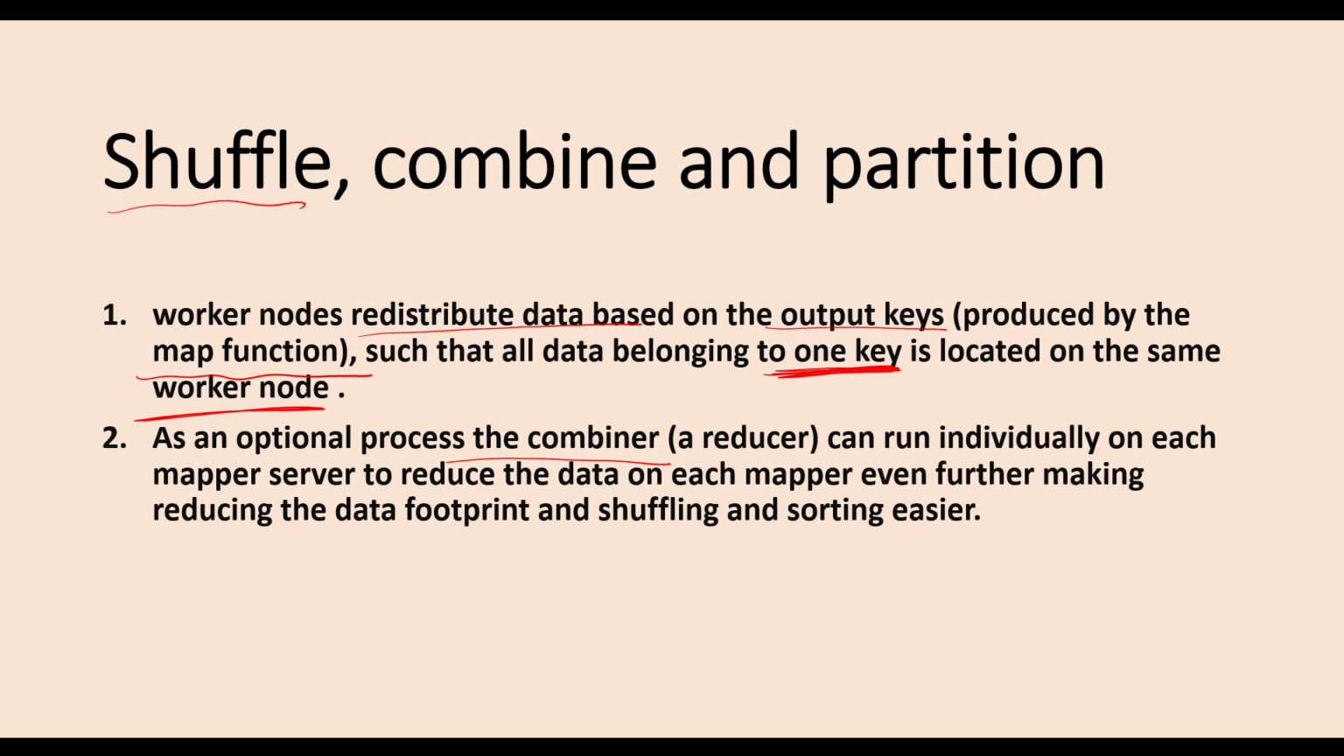As an optional process, the combiner is basically a reducer. It can run individually on each mapper server to reduce the data on each mapper even further, reducing the data footprint and making shuffling and sorting easier. Suppose you have a huge volume of data; the combiner will run internally and see whether it can reduce your data size, so it is easier to process the data. That's the main work of the combiner.